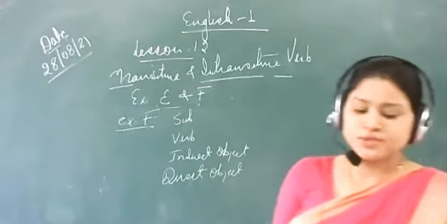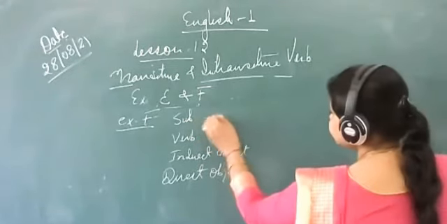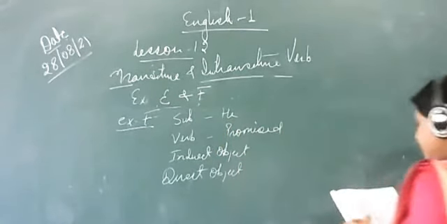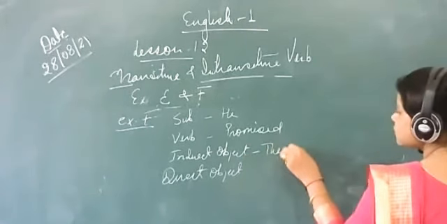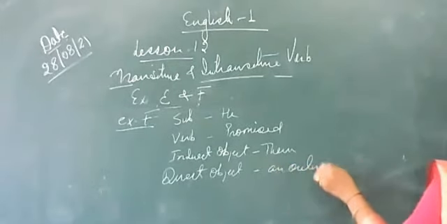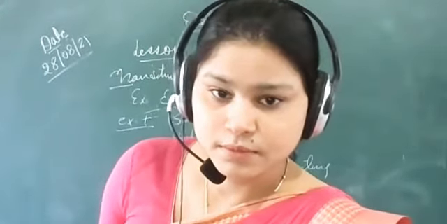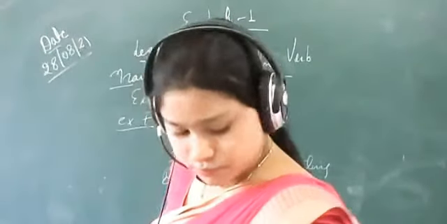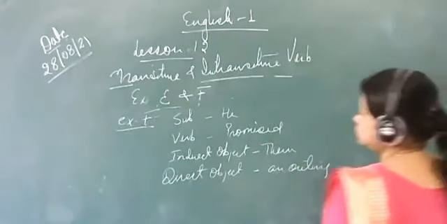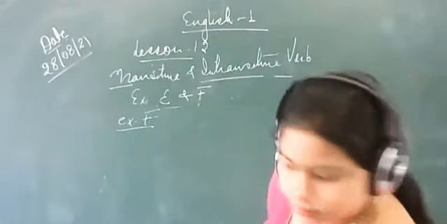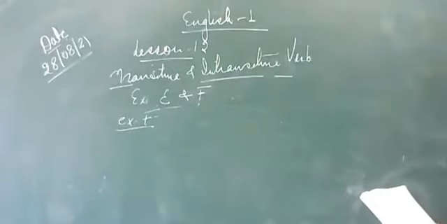See the first one, he promised them an outing. So he is subject, promised is verb. Okay. Them will be indirect object. What about direct object? Outing. Clear? So it's very simple to understand. Number two. That was for your understanding. Now I will write sentence two. She told her children the happy news.